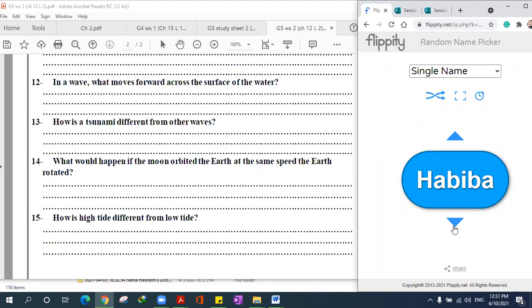Okay, number 15, the last one. How is high tide different from low tide? High tide, of course, water levels are high, while in low tide, water levels are low.